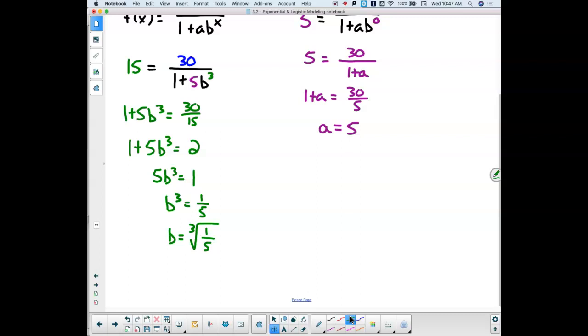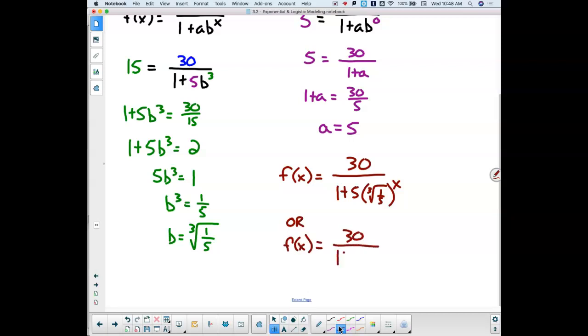Okay? If you want to be exact, put it in. That would be what you put in your equation. So I would go here with my function as f of x equals 30 over 1 plus 5 times the third root of 1/5 to the x power. Or you could also go with the third root of 1/5 as f of x equals 30 over 1 plus 5 times 0.5848 to the x power.